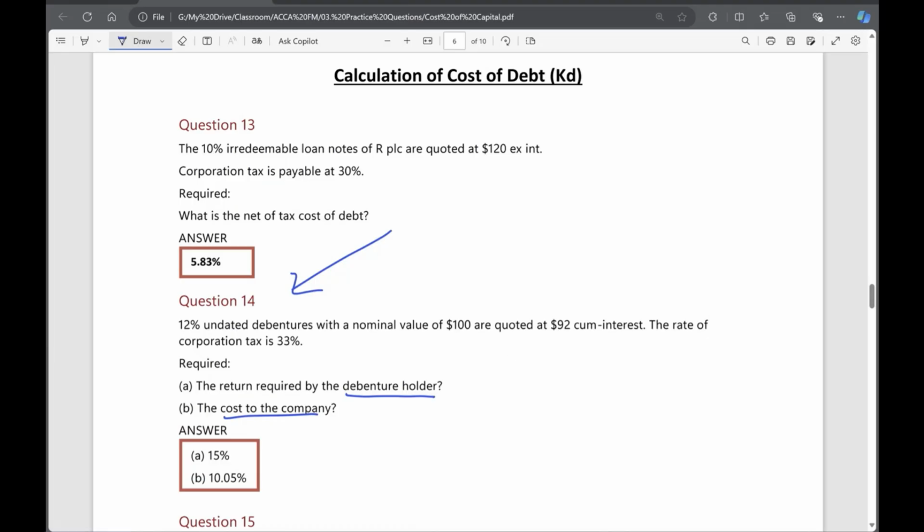First one, required return. So simply you will do interest amount over P naught, no 1 minus T. Interest amount formula is par value into the coupon rate, right? 12. So $12 divided by the market value, which is 92, but it's cum interest. We need ex interest. So 92 minus 12, $80. So it will give you 15%. This is part A.